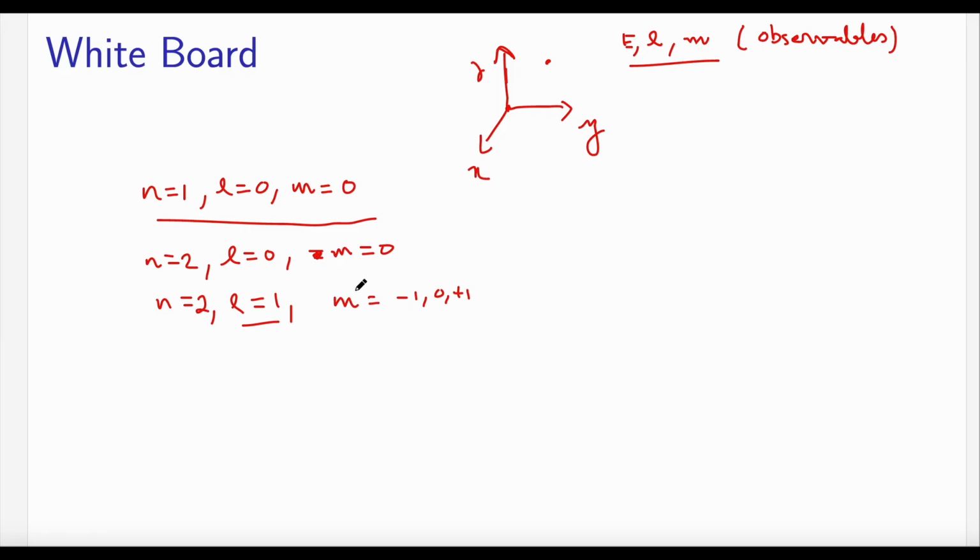So corresponding to n is equal to 2, there are these two quantum states. And you can see L is equal to 0 is S. Here also this is S orbital. And this is L is equal to 1. L is equal to 1 is p orbital. Okay.